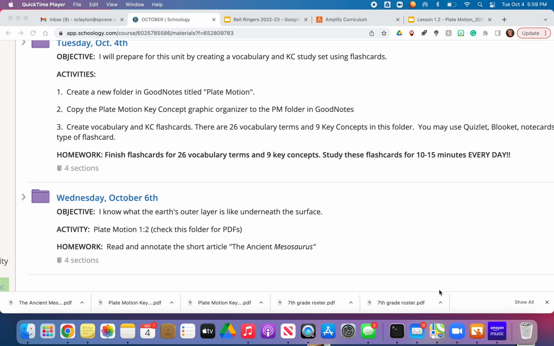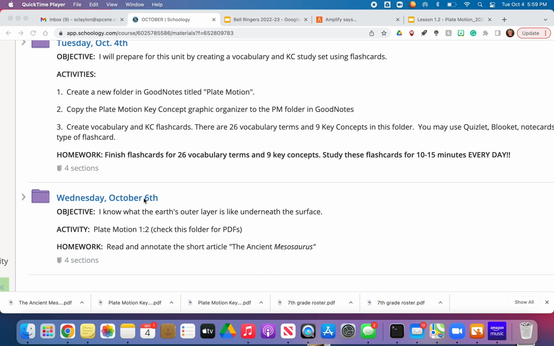Everybody, today is Wednesday, October 6th. Our objective today is that by the end of class, I want you to be able to tell me what the Earth's outer layer is like underneath the surface of Earth. Our activity will be in plate motion, chapter 1, lesson 2. And if you were absent, you're going to look inside this folder for all the PDFs that you missed in class today. And your homework for everybody is to read and annotate the short article, The Ancient Mesosaurus.